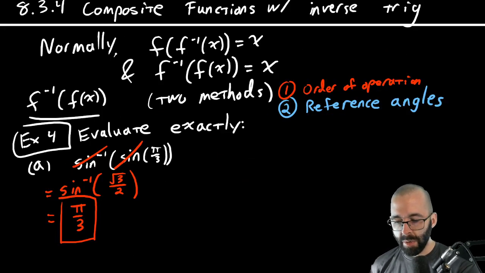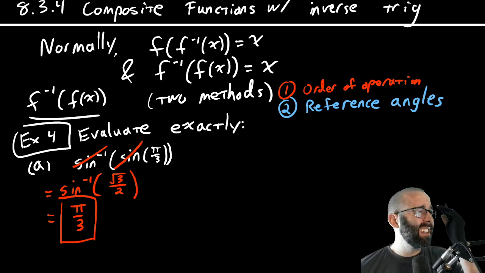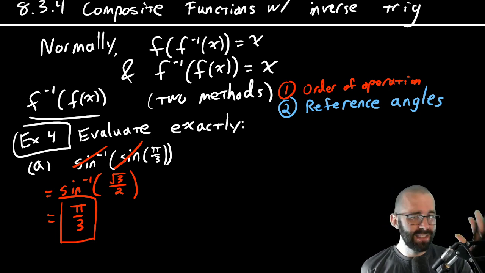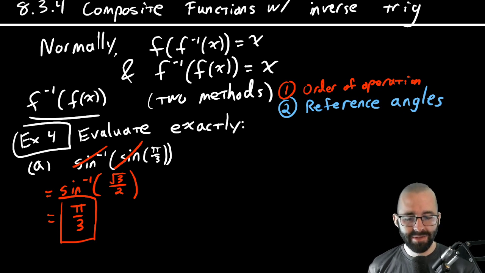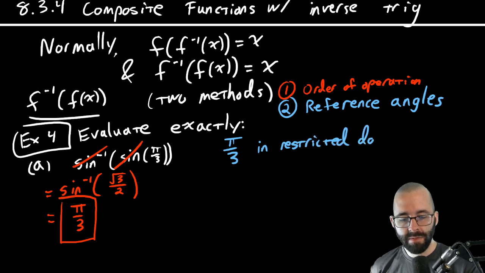All right, let's do it the other way. Reference angles says find the reference angle in that restricted domain, and that's our answer basically. Or not technically reference angles always. Maybe that's a bad way to summarize it. It's useful for memory, but let's look at the other one. So the other method says, okay, pi over 3 is in the restricted domain. So we're done.